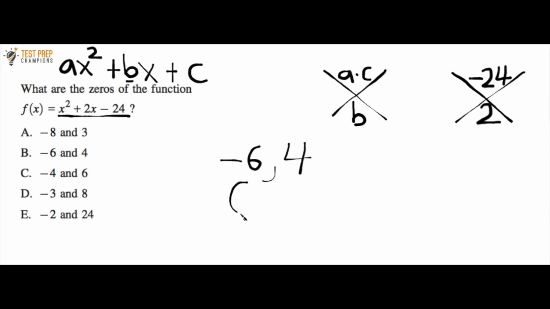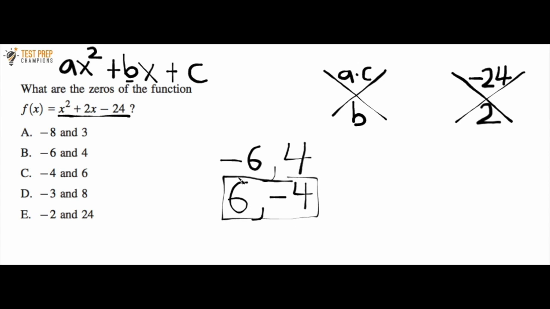But what if I try it this way? What if I try 6 and negative 4? Well, 6 times negative 4 gives me negative 24, which is perfect. And if I do 6 plus negative 4, that's really the same as just doing 6 minus 4. 6 minus 4 equals 2. So this is the pair that I want to start with here.